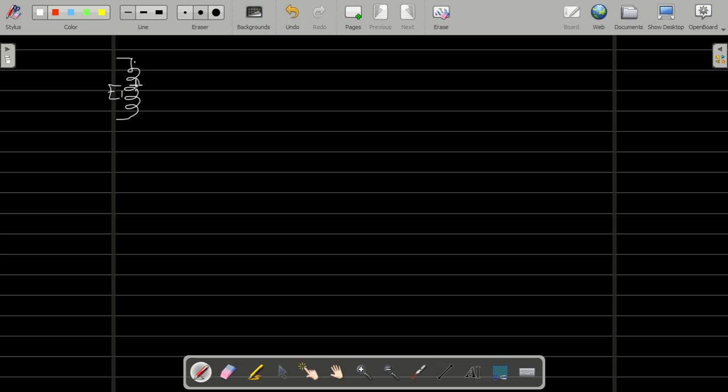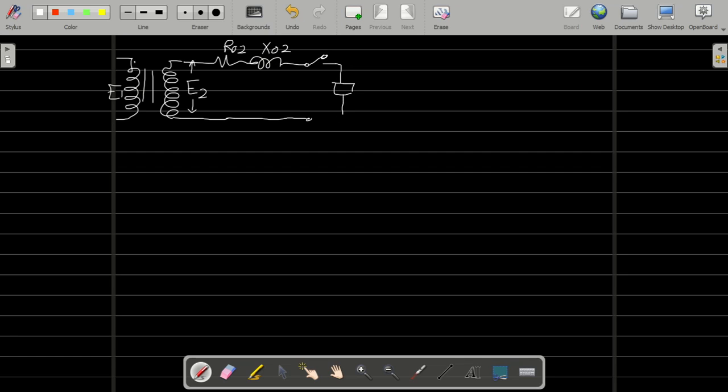This is E1. This is the secondary side, E2. And here it is winding resistance R02, X02. This is the switch we have, and you can connect the load here. If load is 0, this is the terminal voltage V2.